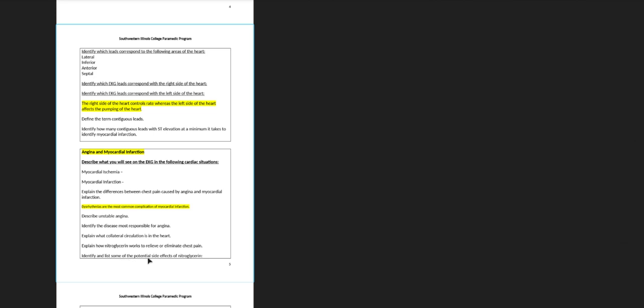Identify and list some of the potential side effects of nitroglycerin. So the most common one is going to be headache, maybe hypotension. I don't know if this is common, but I have seen someone get nauseous after this. I'm not sure if it was caused by the nitro. But yeah, I think headache is the main side effect that you would see.